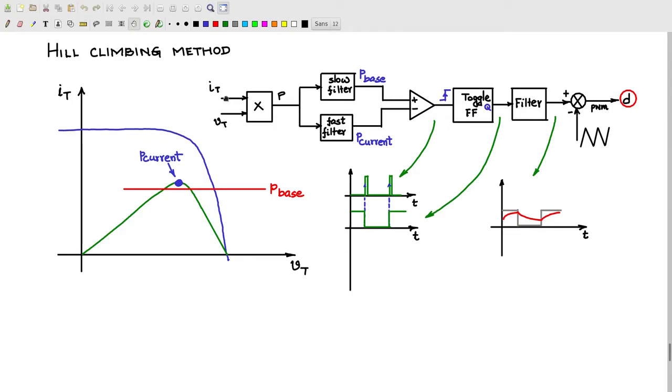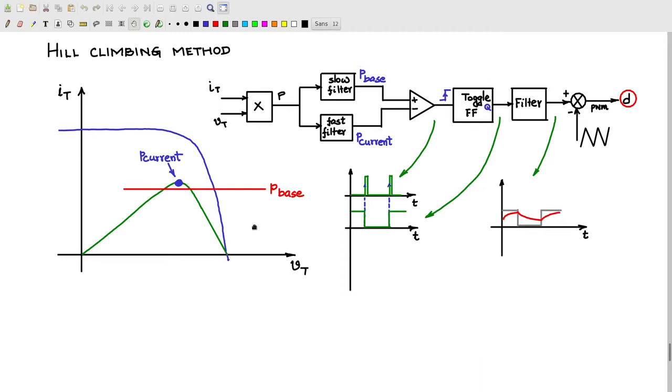We will measure the current, measure the voltage, calculate the power, pass it through a slow filter and a fast filter, comparator, toggle flip-flop, filter, and then PWM, and then give it to the duty cycle input of a DC-DC converter. The DC-DC converter we will choose is the buck boost converter because it is able to operate on the entire IV characteristic.